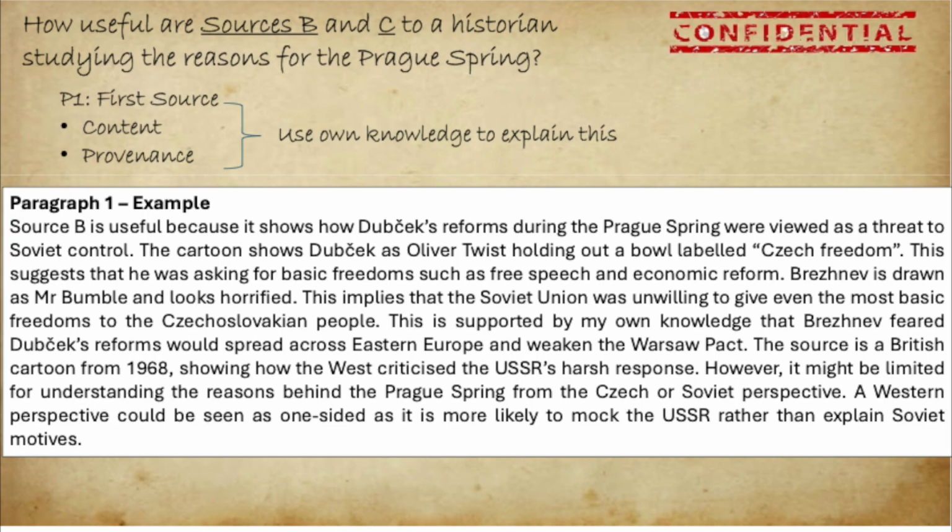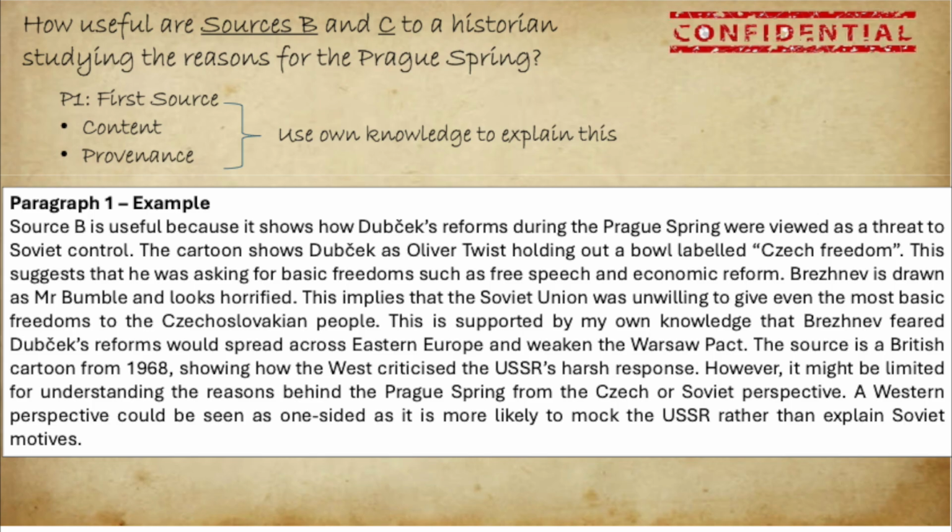Now I managed to get hold of the first paragraph of a top level 4 answer, which looks at one of the sources, in this case source B. Let's have a quick look at a first paragraph of a top level 4 answer. Source B is useful as it shows how Dubček's reforms during the Prague Spring were viewed as a threat to Soviet control. The cartoon shows Dubček as Oliver Twist holding out a bowl labelled Czech reforms. This suggests that he was asking for basic freedoms such as free speech and economic reforms. Brezhnev is drawn as Mr. Bumble and looks horrified.